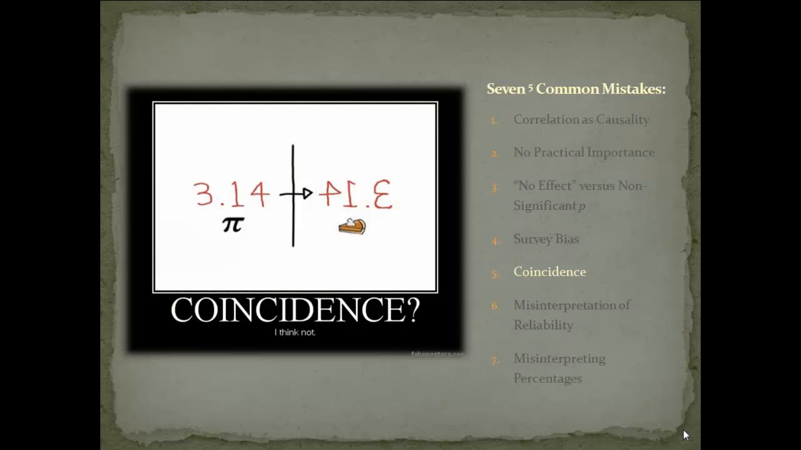The next thing I want to talk about is coincidence. This is the idea that if you run 500 statistical tests, you will eventually find a statistically significant result. But is that something that you should talk about? Is that something that you should try to publish? Well, no, probably not, because other people won't be able to find it. It's not as likely to replicate.